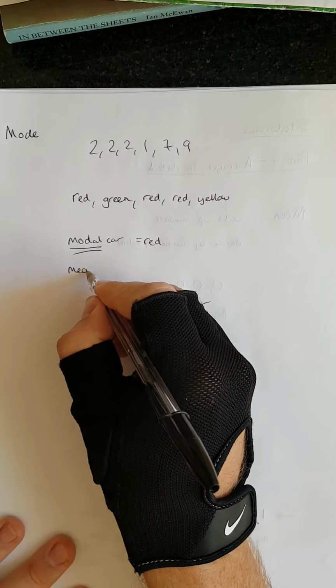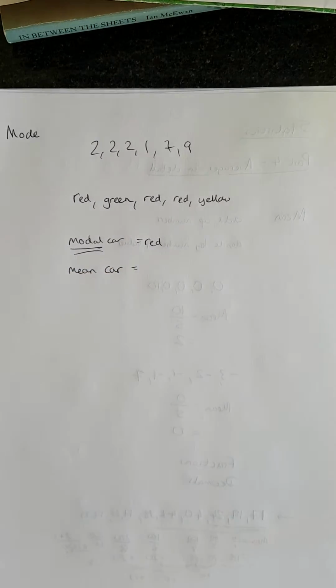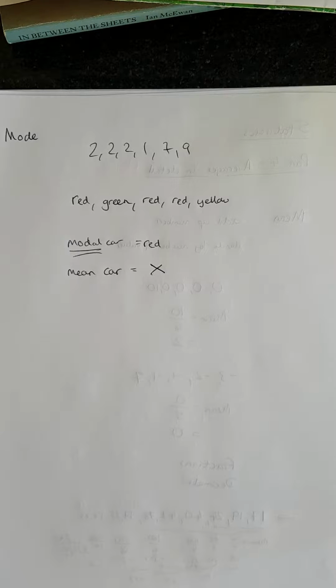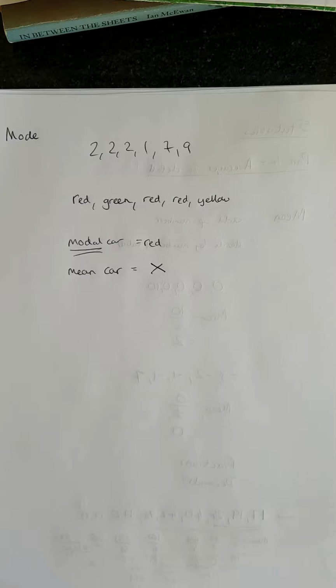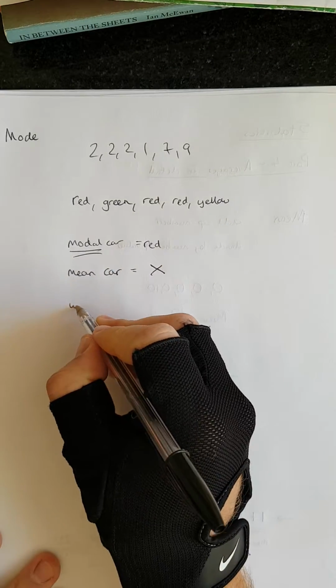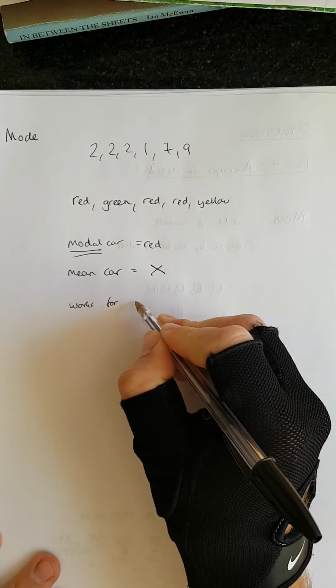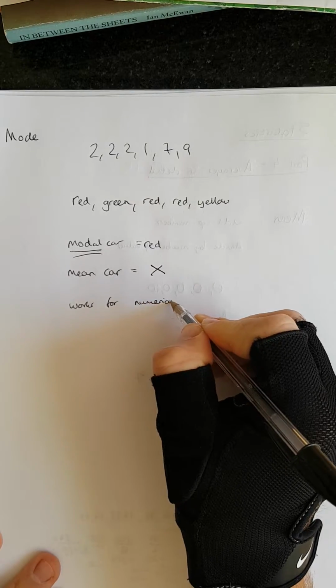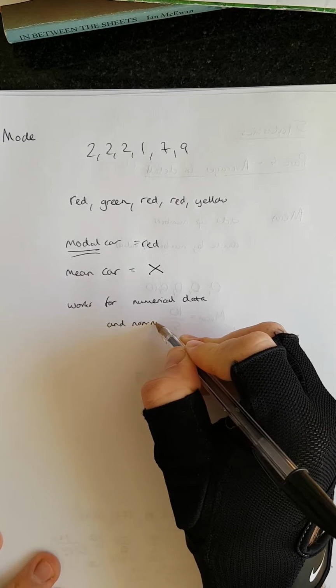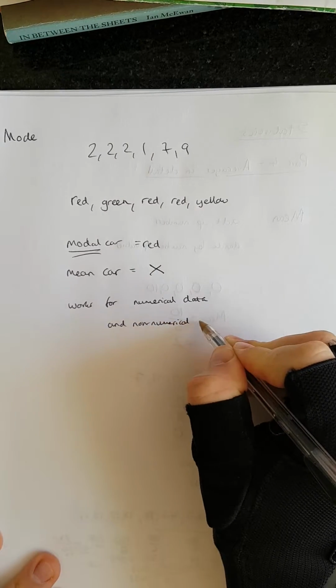What's the mean car? Well spotted. You can't have a mean for colours. You can't add colours together. Of course you can in art, but in maths you cannot add them together. So with mode, it works for numerical data and non-numerical data.